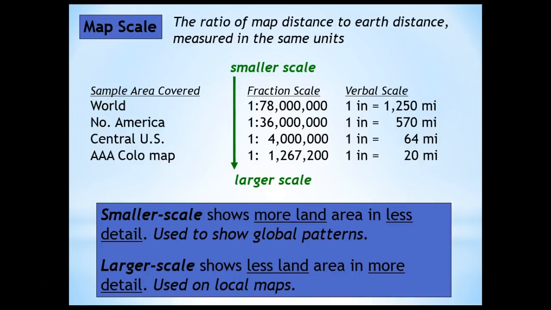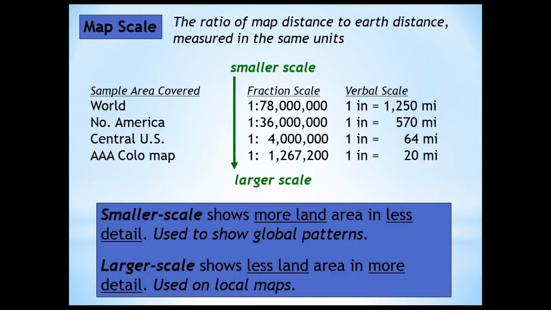A smaller scale map is going to show us less detail. So we want to use the smaller scale to show more global patterns or national patterns. A larger scale is going to show less land, but in greater detail. So this is what we see in local maps.